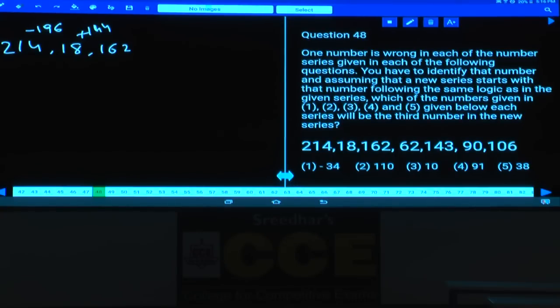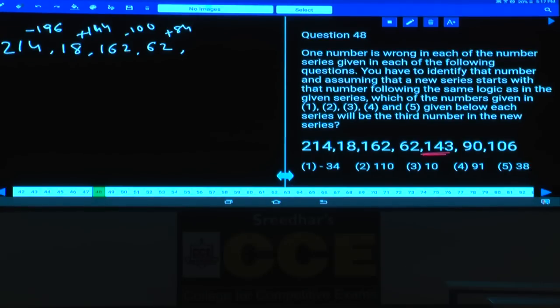14 square, 12 square, and the next one should be in the descending order. Next one 10 square. What is 10 square? Minus 100. Hence it is 62. This is also correct. Next one plus 84, isn't it? And 62 plus 84, what is the number here? 62 plus 84, 146 should be the number. But as here it is 143, hence 143 is the wrong number, isn't it?